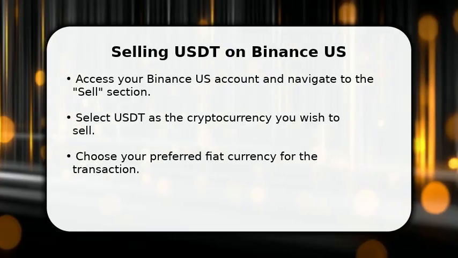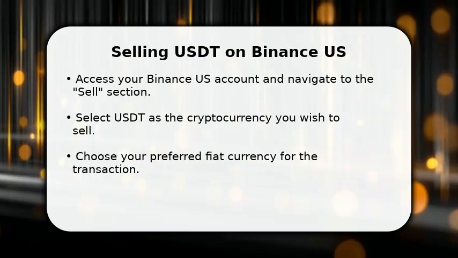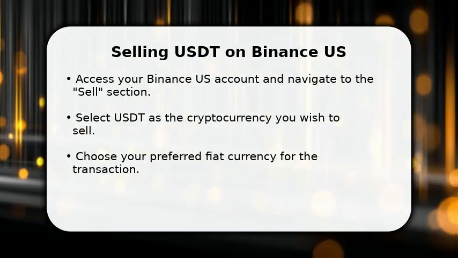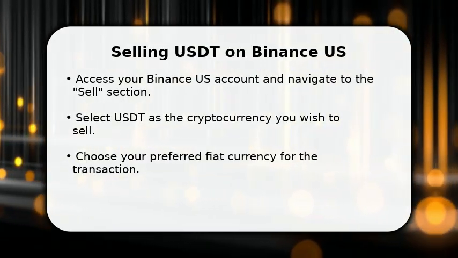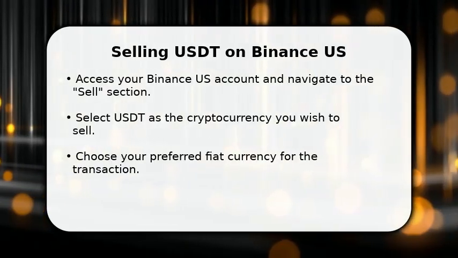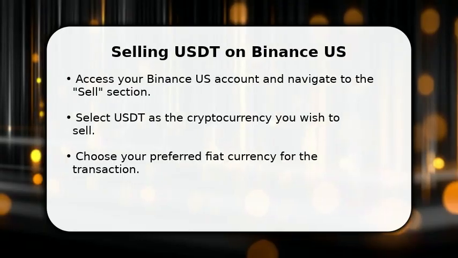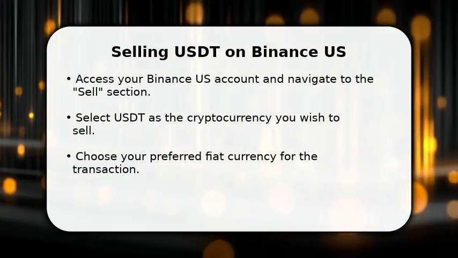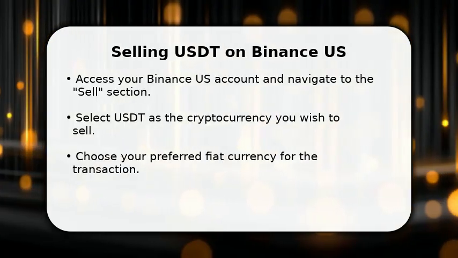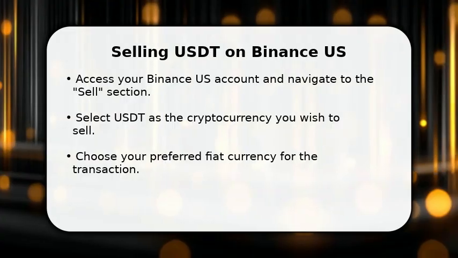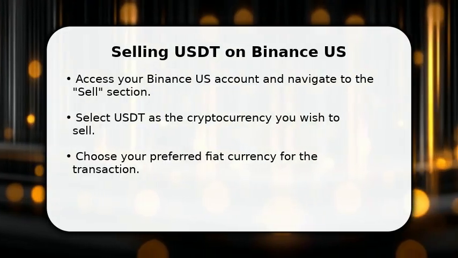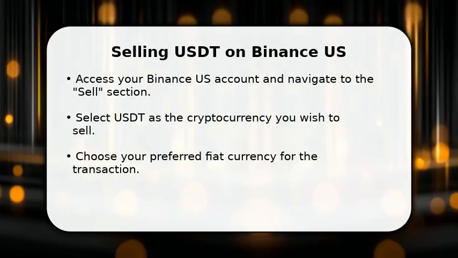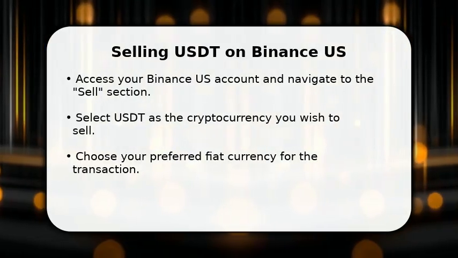In this video, I will explain how to sell USD on Binance US. First, log into your Binance US account and locate the Sell option. This is typically found in the main navigation or your wallet overview. Next, you'll need to specify that you want to sell USD. Finally, select the fiat currency, like US dollars, into which you wish to convert your tether. This initial setup is crucial for a smooth transaction.